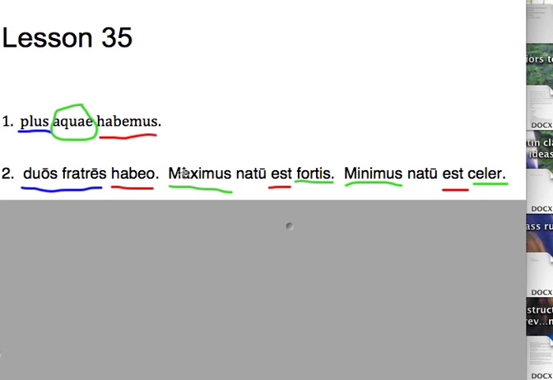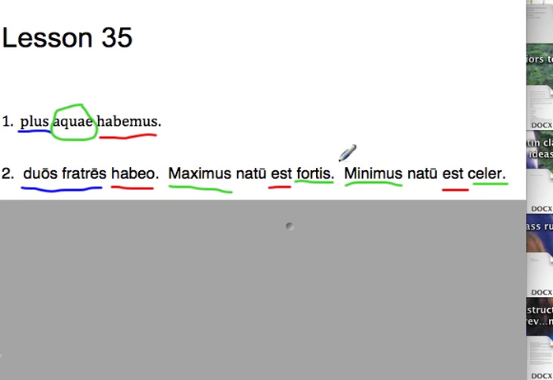So, what do you think is the idea behind the maximus by birth and the minimus by birth? Okay, it's going to be the greatest by birth is strong, the smallest by birth is swift. In other words, the greatest by birth, what do you think that means, class? The oldest. So the oldest one is strong. The minimus, the smallest by birth, what do you think that means? The youngest is quick.